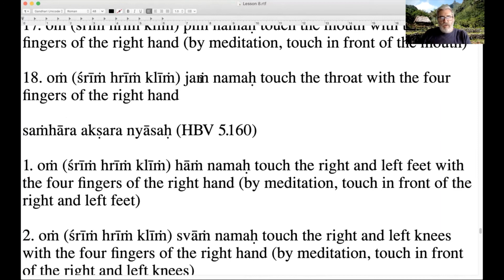So this is the Shristi order. Now the Samhara order is going to be the reverse of the Shristi order. So we're going to start with the last syllable of the Gopal Mantra and go to the first syllable. So here we go.